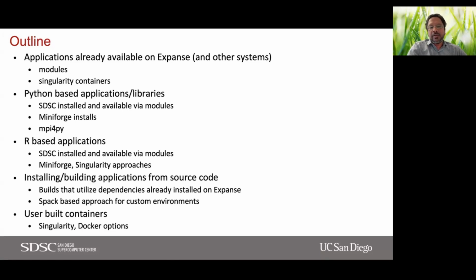This is not that common, but we do have users who build everything from source code. So we can give you an example of that. And also, I'll talk about Spack, which is an approach to basically build packages from source, but for custom environments. And then lastly, I'll just talk about user-built containers and how you can use Singularity or Docker images.